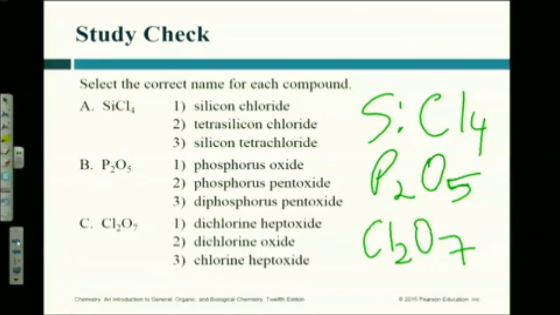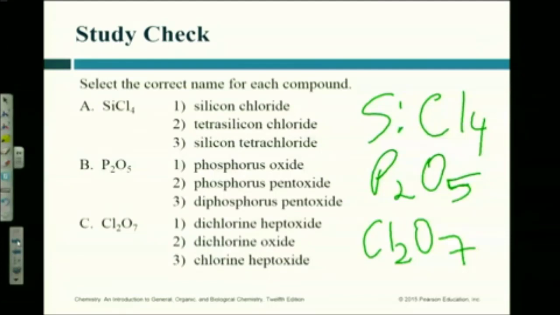Note that when it's an A and an O in a line, we generally drop the first vowel. And the same thing when there's 2 O's, you drop one of them. This makes it easier to say. Instead of saying pentaoxide, it's pentoxide. Makes it easier to say.